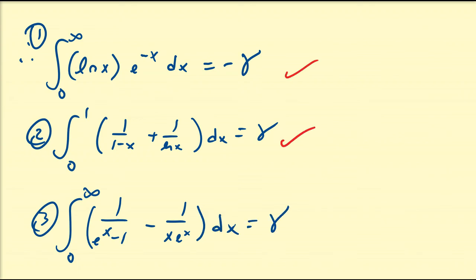So we were able to prove these three integral representations for the Euler-Mascheroni constant, which definitely have some connections to other functions, as we will see later.